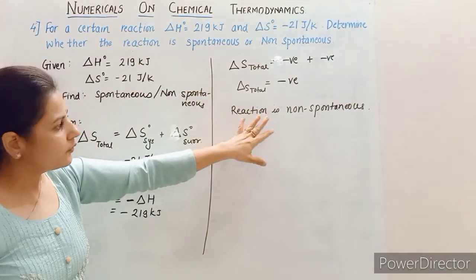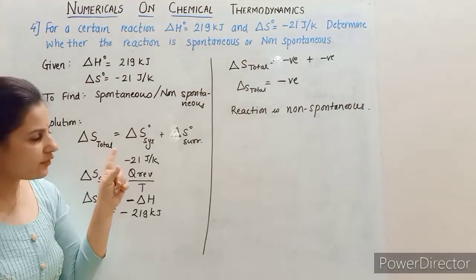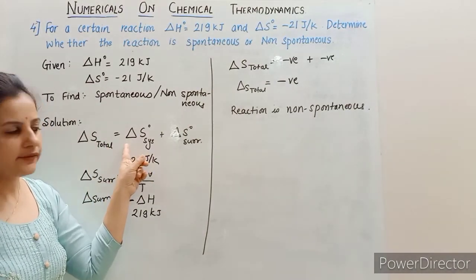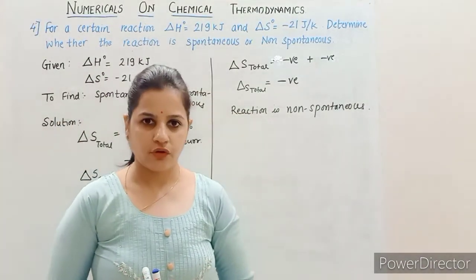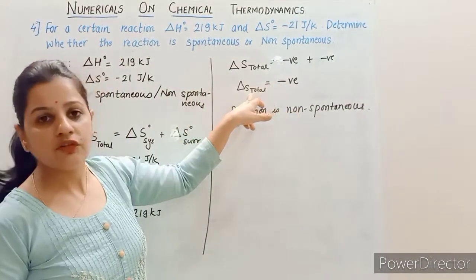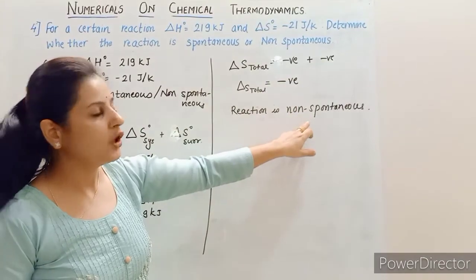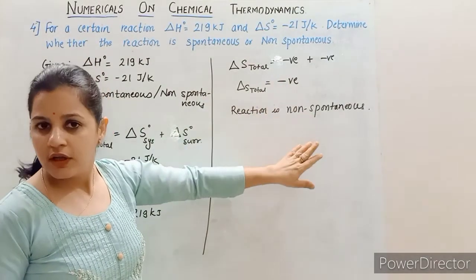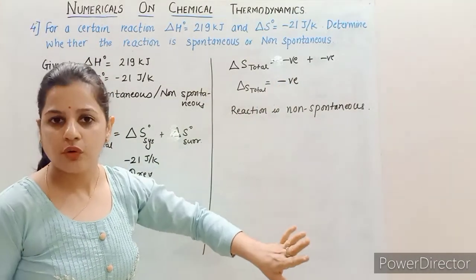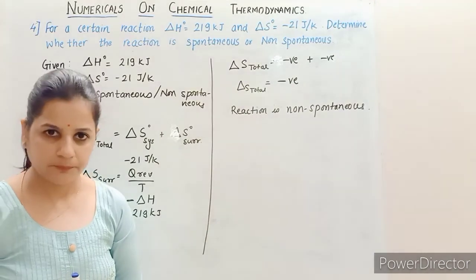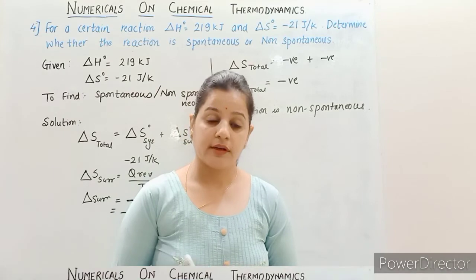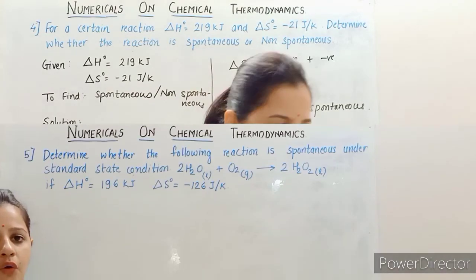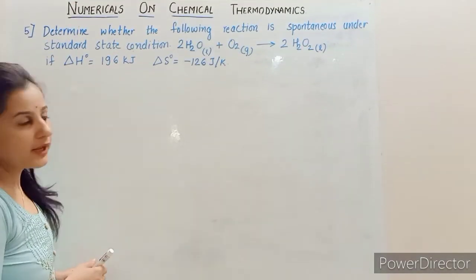Okay, so always find out delta S total by adding system plus surrounding, and you can find out whether the reaction is spontaneous or non-spontaneous depending upon the value of delta S total. If it is negative, non-spontaneous; if it is positive, spontaneous; and if it is equal to 0, then the system is at equilibrium. Okay, so let us now move to the next type. Let us see one more of this type.